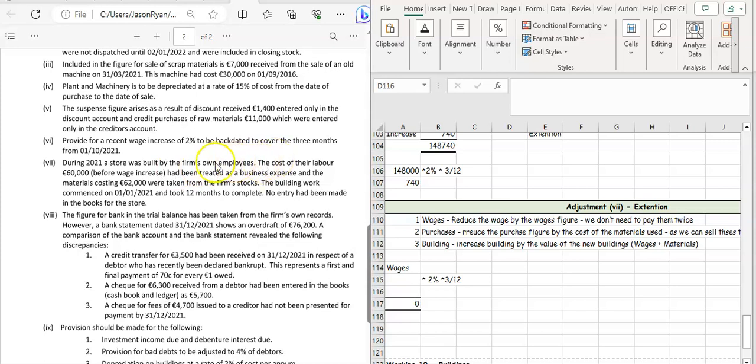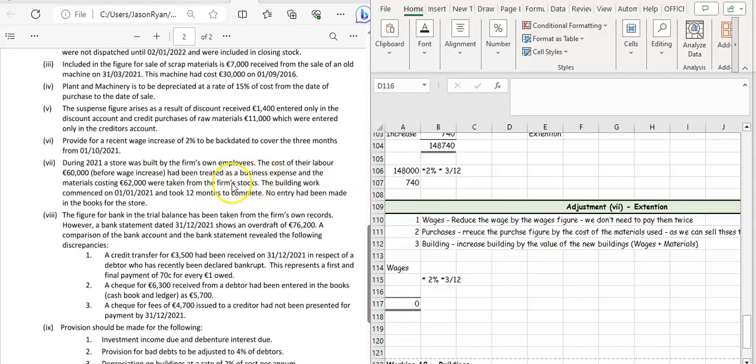And then because they're our own employees, we need to take this 60,000 away because they're working for us anyway. We don't want to pay them twice. So we're going to reduce our direct wages by 60,000 plus the wage increase. And then we're going to increase our buildings by 60,000 plus the wage increase because that's the increase in the value of our buildings. The materials cost 62,000 were taken from the firm's stock.